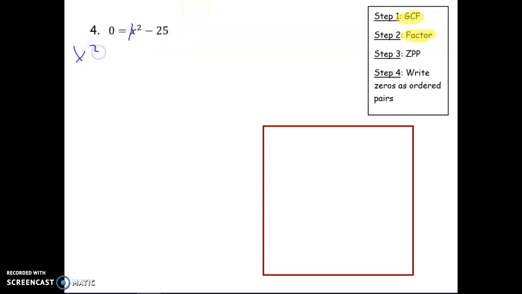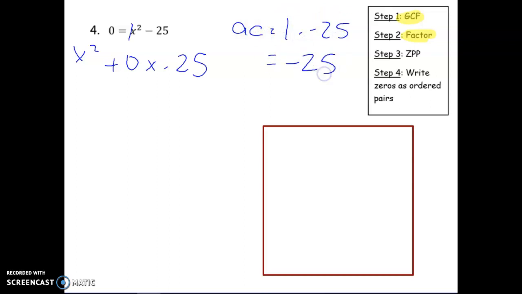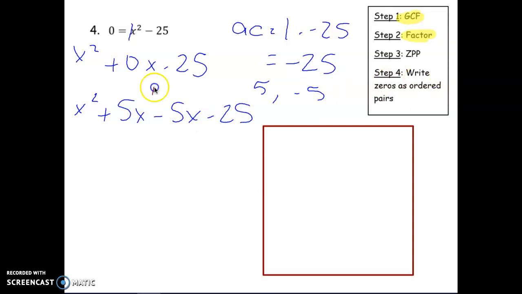We could do it with the AC method, where we put in that 0 in the center, and we do AC. A is 1, C is negative 25. Multiply those together, we get negative 25, so the 2 numbers I want to substitute in are negative 5 and 5. So I'll put those in there. All right, and then we're going to cut this one in half.